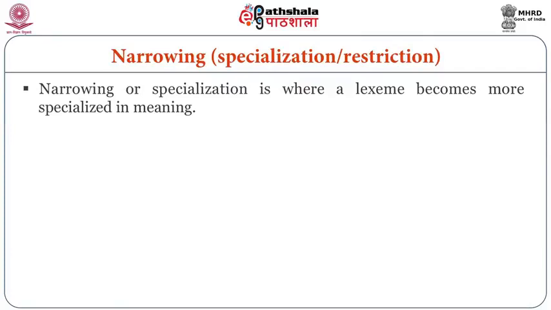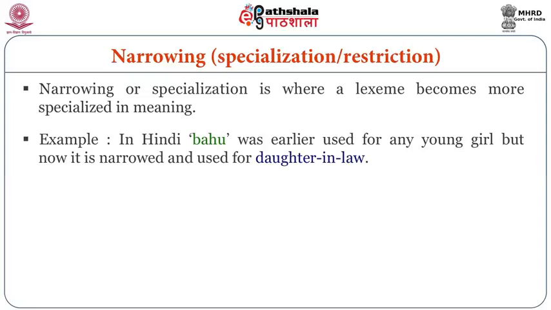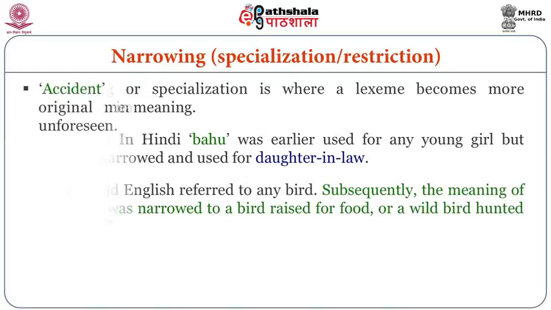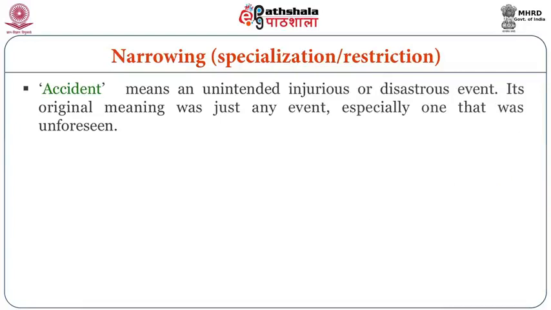Now there is another thing, narrowing or specialization or restriction. Narrowing or specialization is where a lexeme becomes more specialized in meaning. Example, in Hindi, bahu was earlier used for any young girl, but now it is narrowed and used only for daughter-in-law. Fowl in Old English referred to any bird. Subsequently, the meaning of this word was narrowed to a bird raised for food or a wild bird hunted for sport.